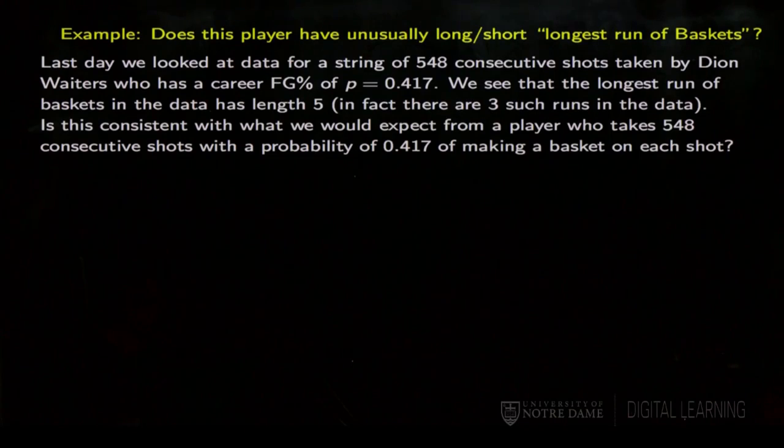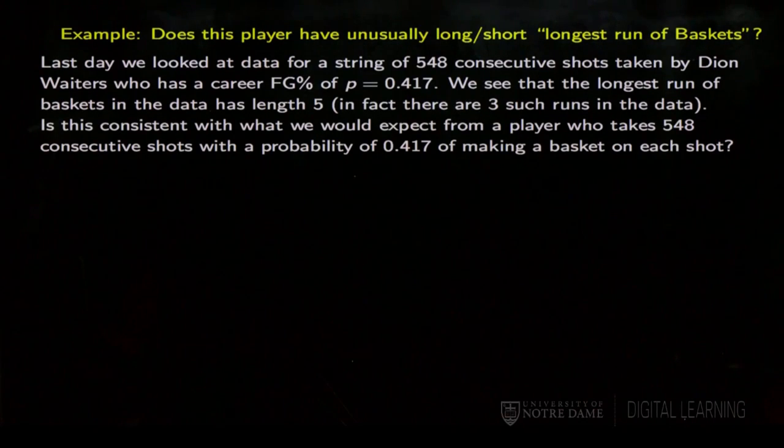Okay, let's look at an example, our last example from the last section. We looked at data for a string of 548 consecutive shots taken by Dion Waiters, and he has a career field goal percentage of 0.417. So using that as p, we want to check if the sequence we had was randomly generated or not. Was it a sequence of Bernoulli trials with constant p, or something else? So we saw that the longest run of baskets in the data had length 5. In fact, there were 3 such runs.